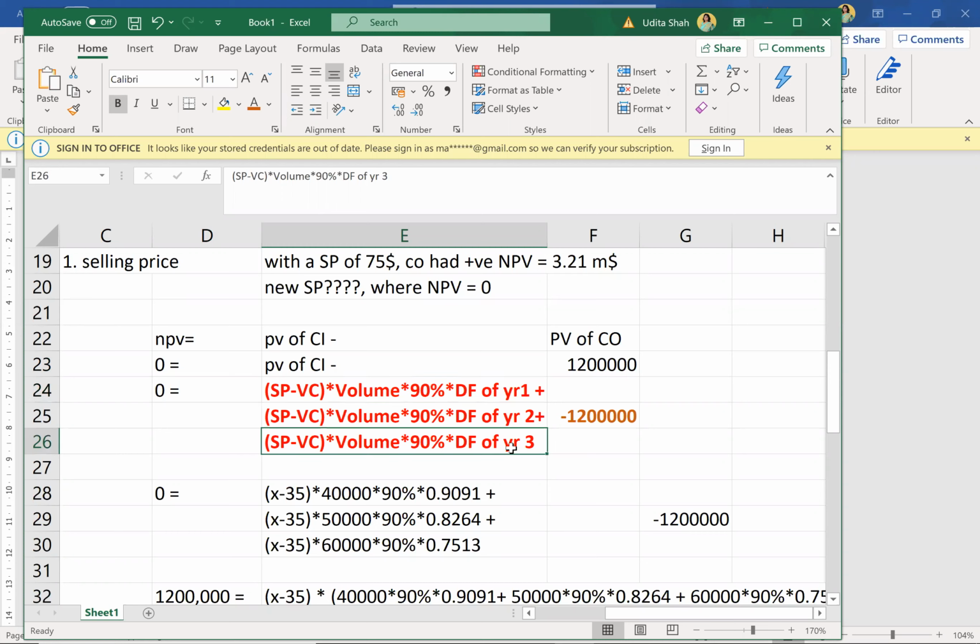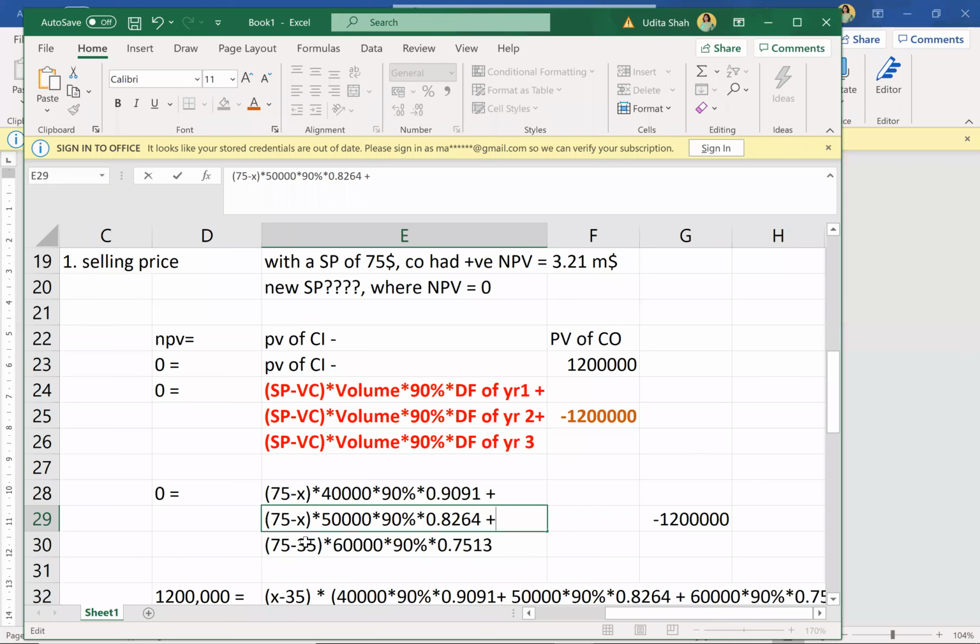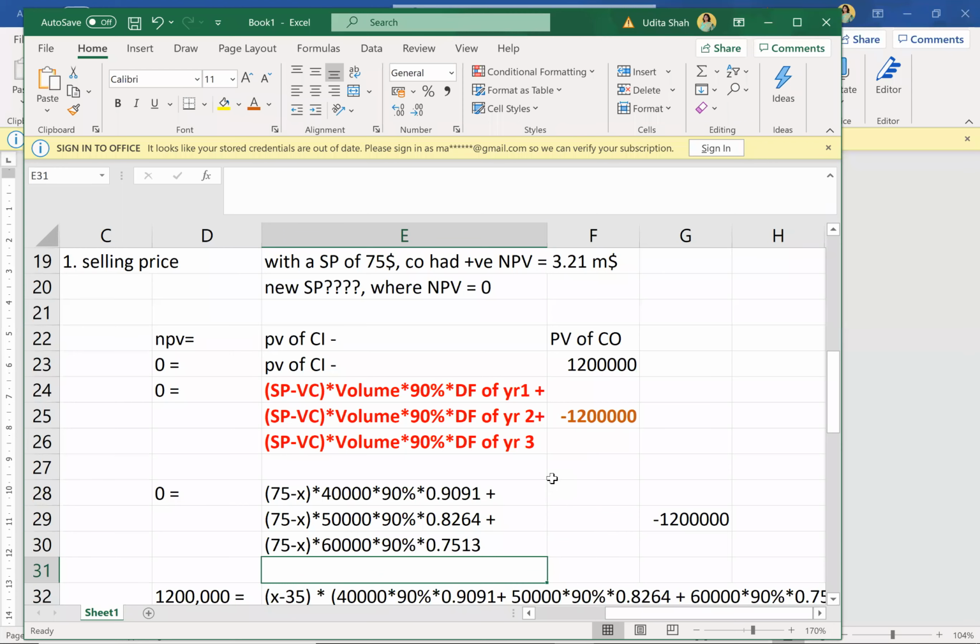Now we are keeping the selling price as original. So what is the selling price? We should keep the selling price as 75. And instead of 35 we should take X, because we want to change the cost. So instead of X minus 35, we are going to take 75 minus X. The selling price will stay as it is and we are just changing the cost.